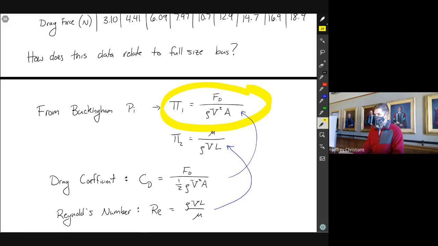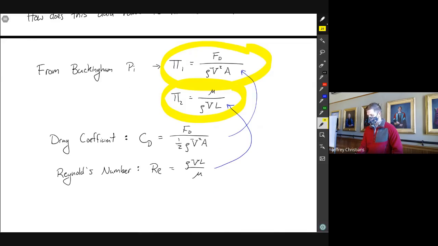So we really only care about two groups of things. We care about that top one, which is our dependent parameter, the drag. It's a non-dimensional drag, but that's the drag force. And the bottom one, which is our fluid flow characterizing thing. So what we have really is the drag coefficient, which is that top one, and we have the Reynolds number, which is obviously 1 over that bottom one.